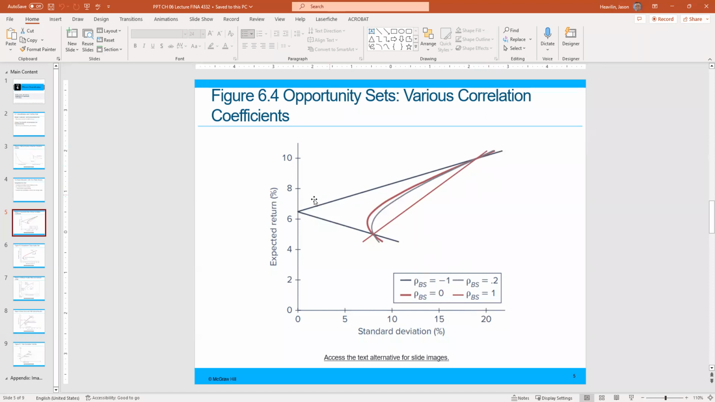Depending what percentage you combine them, they're going to be on this line. To be on this line, you have to have more than 50% in stock B. To be on this line, you have to be more than 50% in stock A.